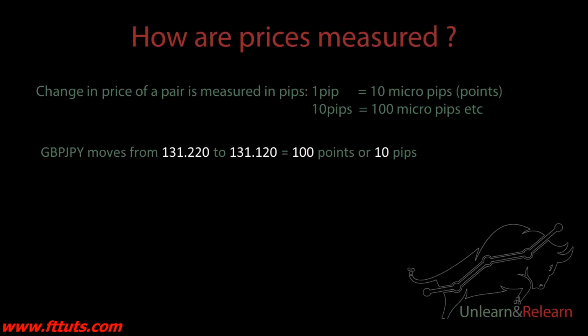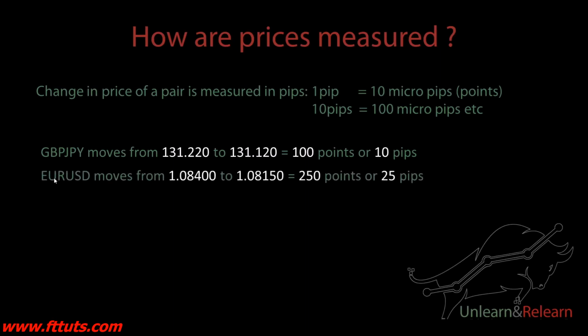This is how you measure pips. You're subtracting the numbers, you're getting the 100 points, and then you're dividing it by 10 to get 10 pips. And when we talk about EUR/USD, if price moved from 1.08400 to 1.08150, that's a change of 250 points or 25 pips. So this is how you're measuring pips.